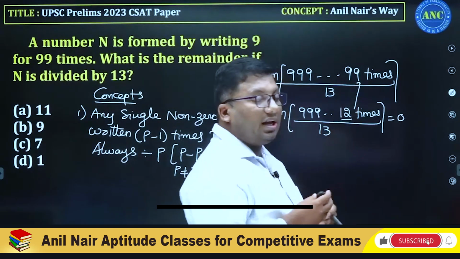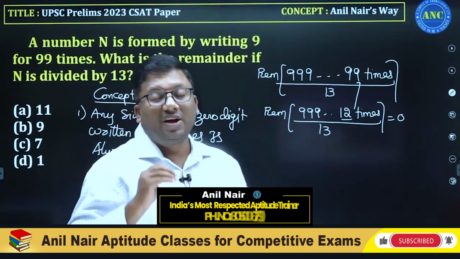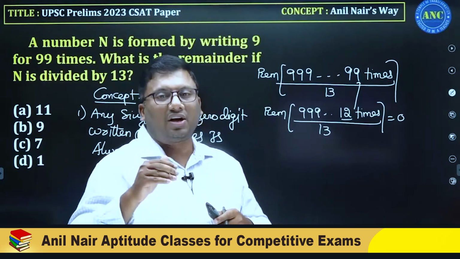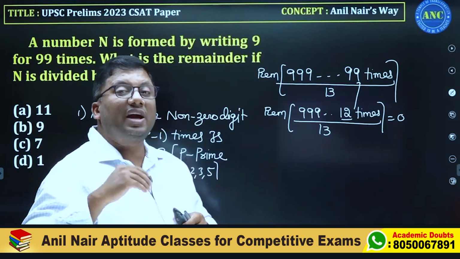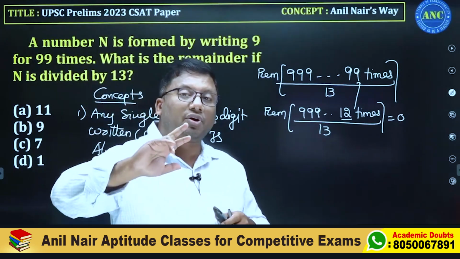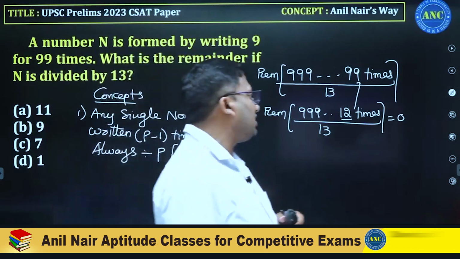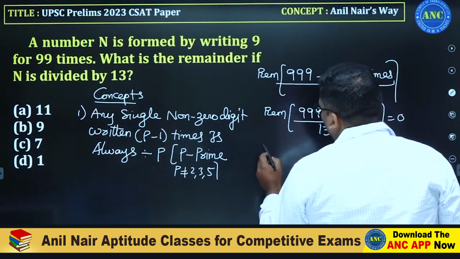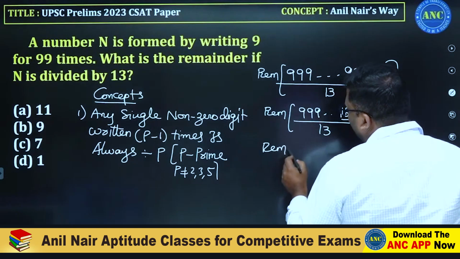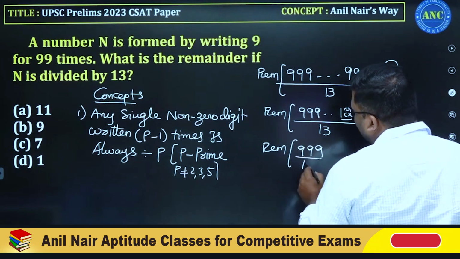12 goes how many times? 12 times gives 0, 24 times 0, 36 times 0, 48 times 0, and 12 eights are 96 times also. Any multiple of 12 times, the remainder will be 0. 12 eights are 96 times. It is 0. What is remaining? 3 nines are remaining, divided by 13.